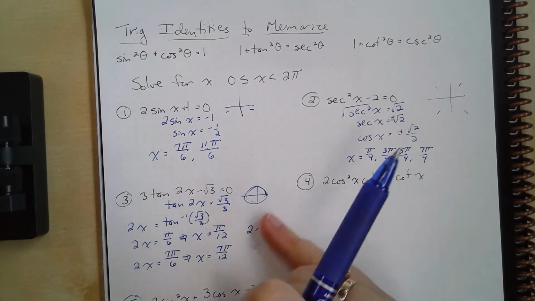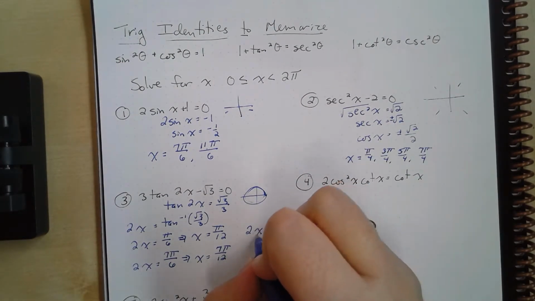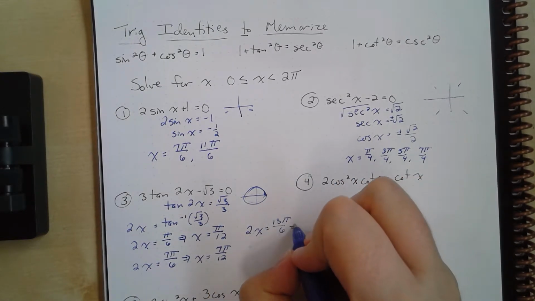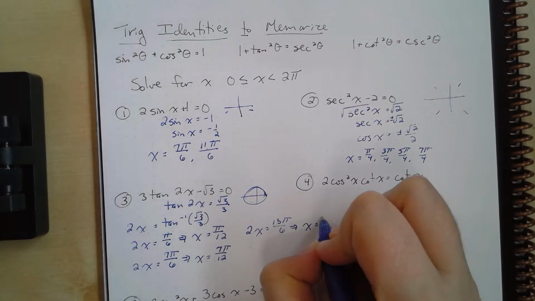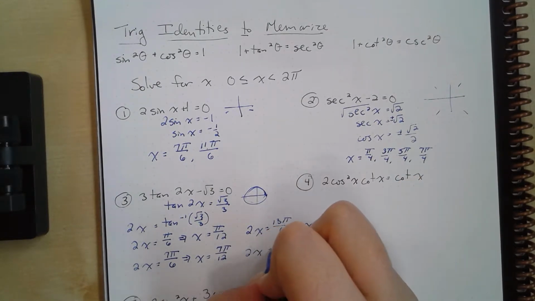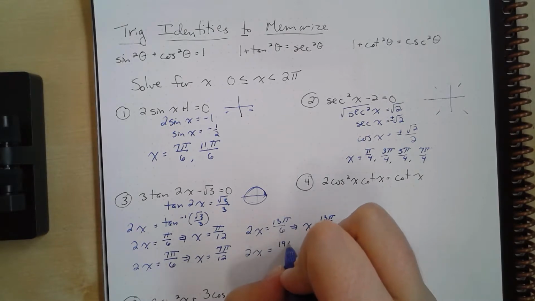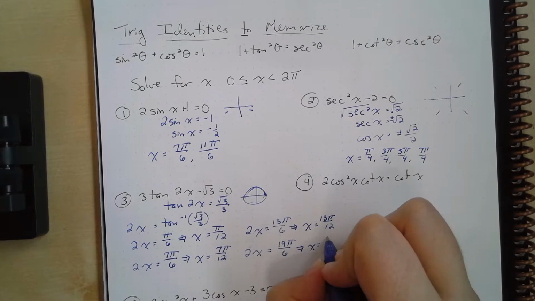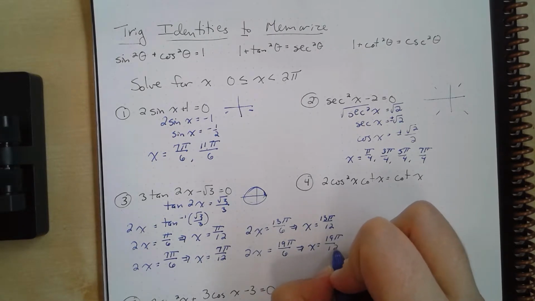Let me erase that a little bit there. So 2x can be equal to 13 pi over 6, and again, x could be equal to 13 pi over 12. Or 2x could be equal to 19 pi over 6, and again, x could be equal to 19 pi over 12.